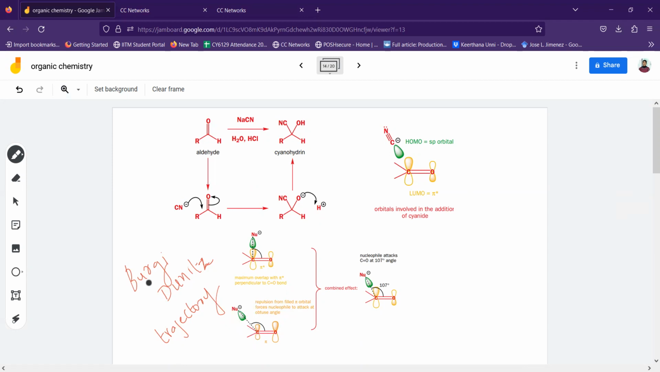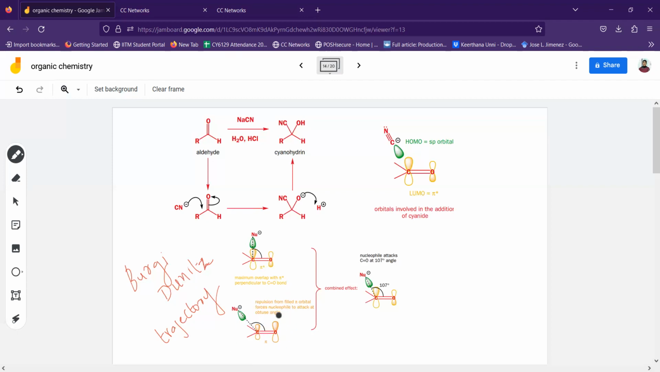It's not that important for the exam, but as a chemist, we should understand what it is, right? So the nucleophile is not attacking like that. It's attacking at an angle of 107 degrees, and it is known as Burgi-Dunitz trajectory. So what will happen? There is maximum orbital overlap of the HOMO of the nucleophile with the pi star of this, and there will be minimum repulsion of the HOMO by the electron density in the carbonyl pi bond.